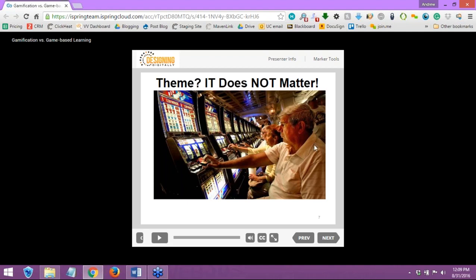What does that mean? That means that the theme is just a lure. The theme inside of this, or the overarching storyline and goal, is just a lure to get people to start playing it. What is most important with gamification and serious games is the actual mechanics that make up that piece. So if somebody starts talking to you about, we want to make this game and I want to theme it like this and I want it to be about this, stop them right there, because the theme doesn't necessarily matter. And we'll talk a little bit more about that in just a second.